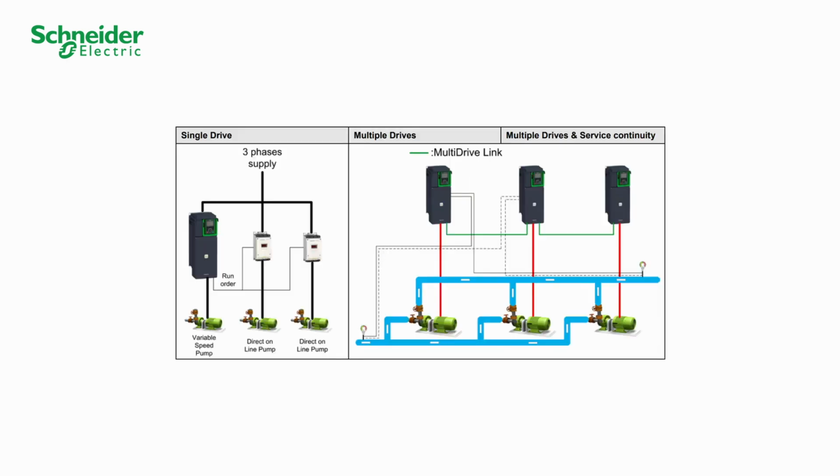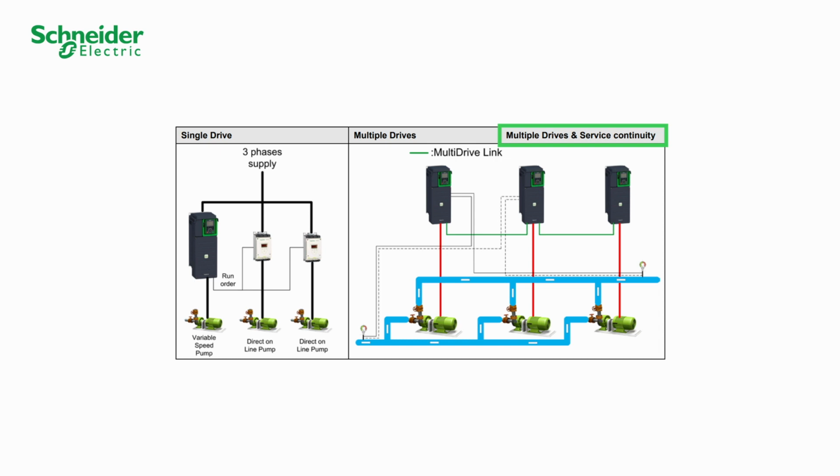There are three different multi-pump architectures. 1. One master ATV600 and several direct motor starting or electronic starters. 2. One master ATV600 and several other ATV600 drives in slave mode. For this configuration, if the master stops, the system stops. 3. Several ATV600 drives that can act as master, master or slave only through multi-drive link technology.